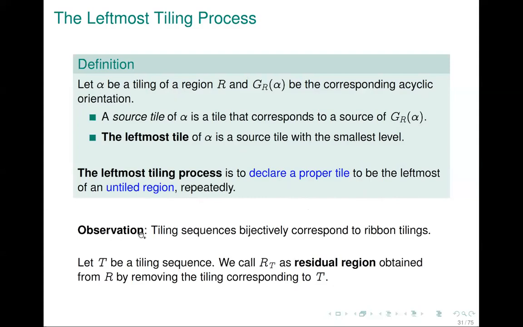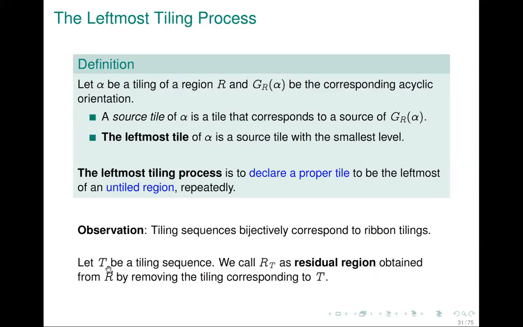And the observation is: the tiling sequence is basically a sequence of tiles satisfying the leftmost tiling process, and it bidirectionally corresponds to ribbon tilings. If you have a tiling sequence, you can recover a ribbon tiling, and of course, if you have a ribbon tiling, you can write down the tiling sequence.